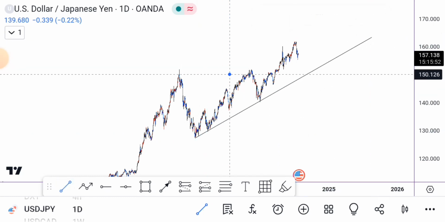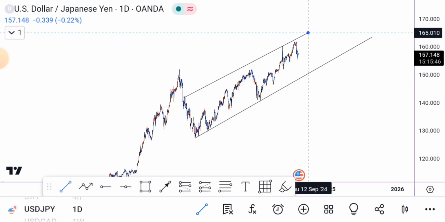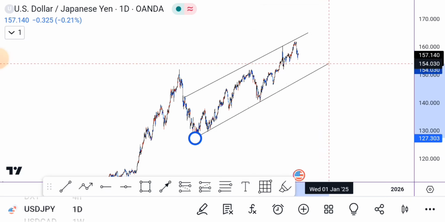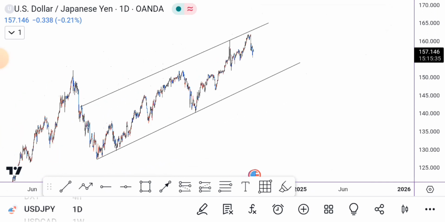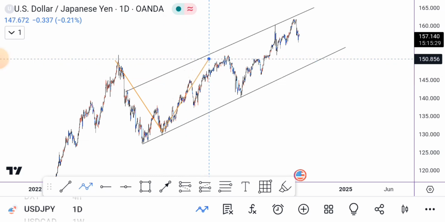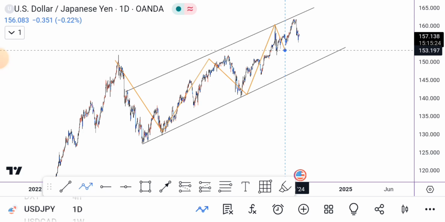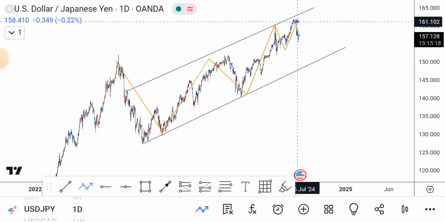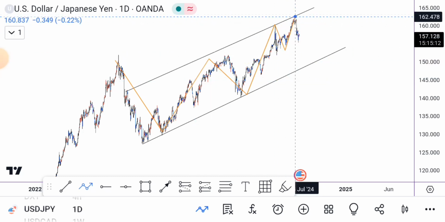So firstly I identify my outer structures, connecting my highs and my lows, basically creating a trend line. So we see that price is in an uptrend, but in a channel, creating highs and lows. Price created a double top. As you guys can see, this is a double top on our first, second, third touch.